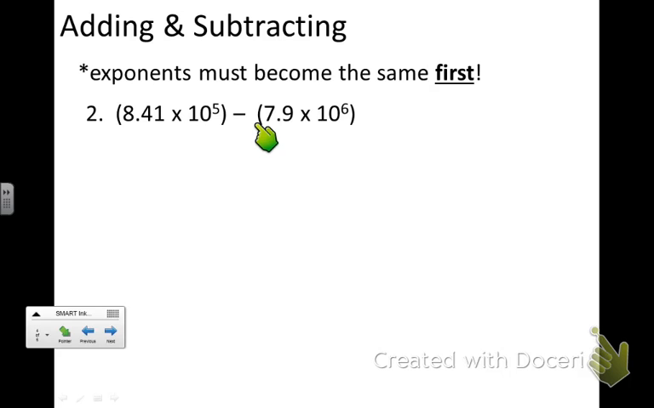This is not distributive property, ladies and gentlemen. Okay, we're not going to take this minus sign and multiply it in. The parentheses are just separating my numbers. Okay, so we're going to change 5 to 6. That means times 10 to the 6th power. Remember, this positive 5 means the decimal's over here somewhere. Okay, so I'm increasing my spaces from 5 to 6 spaces away from this decimal, so I'm moving left. So that's going to be 0.841. Minus 7.9 times 10 to the 6th.